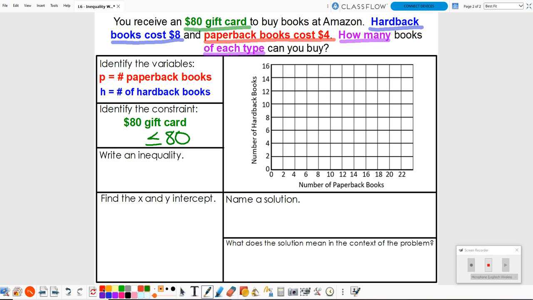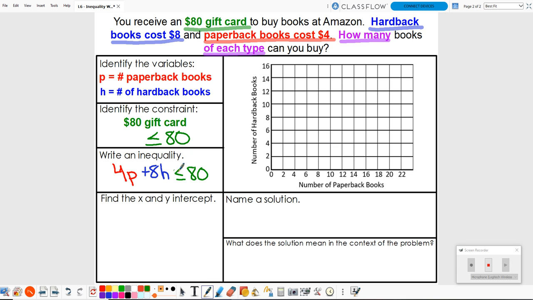So now let's write our inequality. We know what our constraint is, but we need the rest of it. I know that paperback books cost $4 each. So I'm going to use that $4 and my variable P for the number of paperback books, because it's going to be $4 for every paperback book. And then my hardback books cost $8. So I'm going to add 8H. So $4 for every paperback book and $8 for every hardback book. And remember, that money together has to be less than or equal to my $80 gift card.